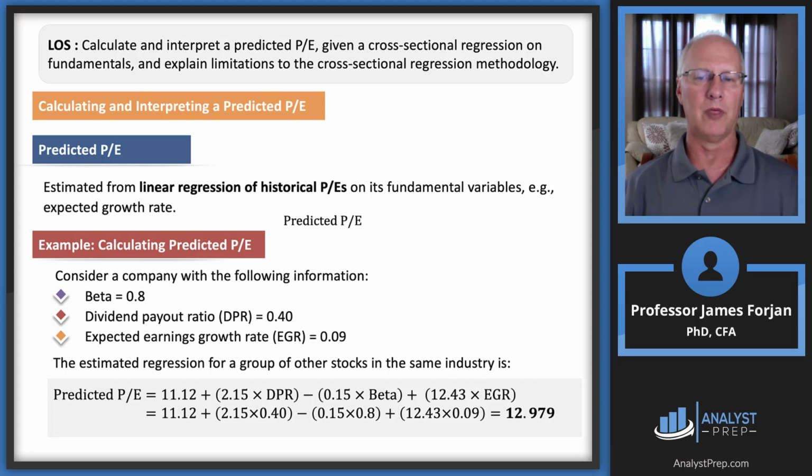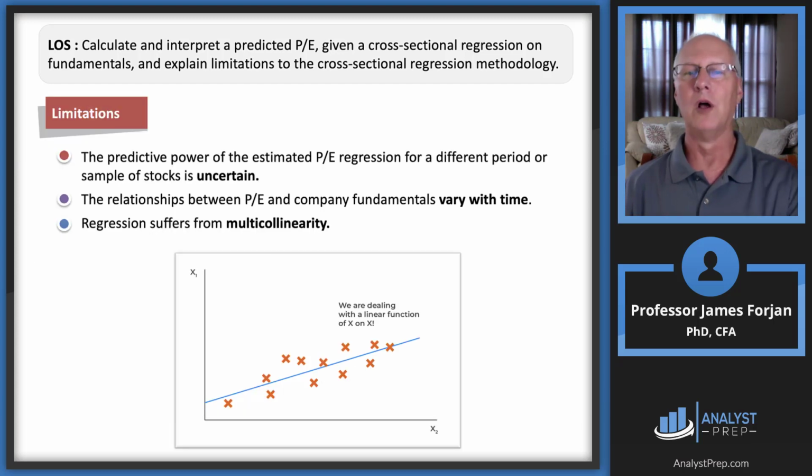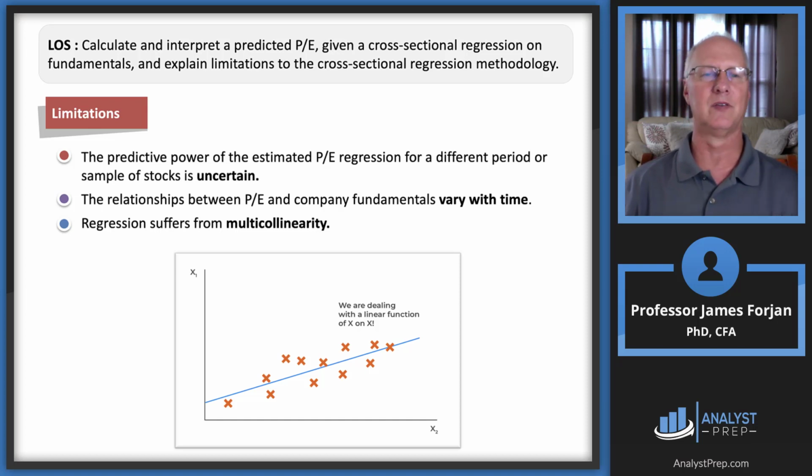And the thing that you have to remember is that you're relying on all of the assumptions of that simple linear regression model. And so if our assumptions are wrong, then this 13 predicted PE ratio makes no sense at all. Oh, here's some limitations here. What is that part? Explain limitations, right? So we should know this. Predictive power of the estimated PE regression for a different period is uncertain. Okay, so we can live with that. We know about that. Relationships between PE and company fundamentals vary with time. I mean, that's true. And then look at this last one here.